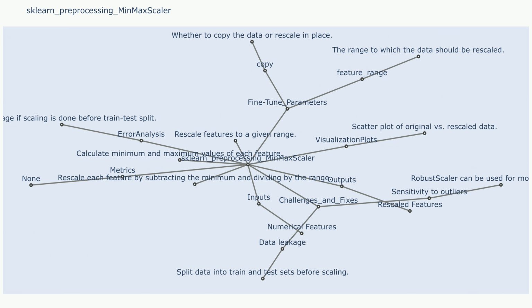Output 2. Explain in detail. In addition to the scaled data, the min-max scaler object also stores the minimum and maximum values of the original features, which can be used to reverse the scaling later.